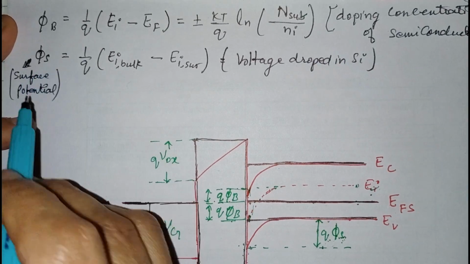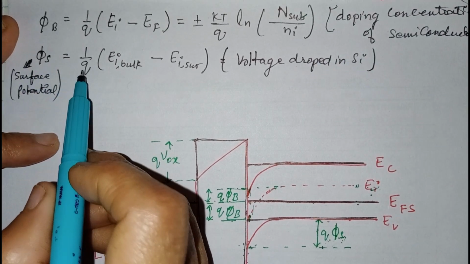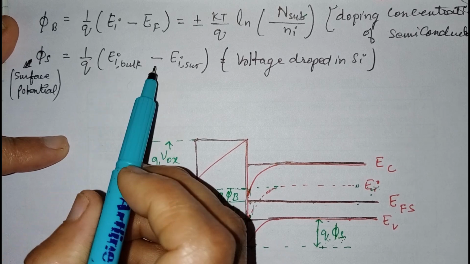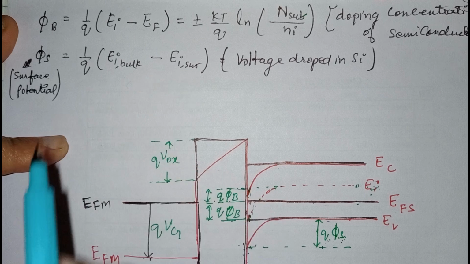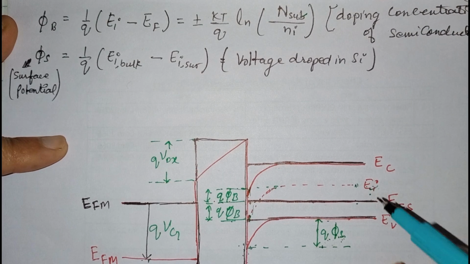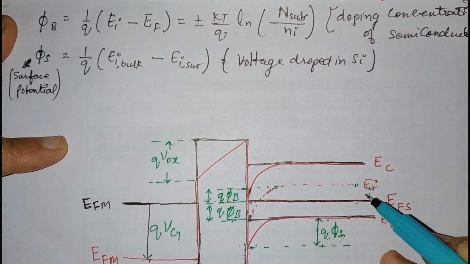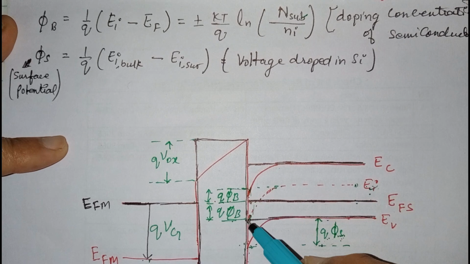And this phi s, meaning the surface potential, is given by 1 upon q times the intrinsic energy at the bulk minus the intrinsic energy at the surface, meaning the difference between the intrinsic energy here at the bulk and the intrinsic energy at the surface.